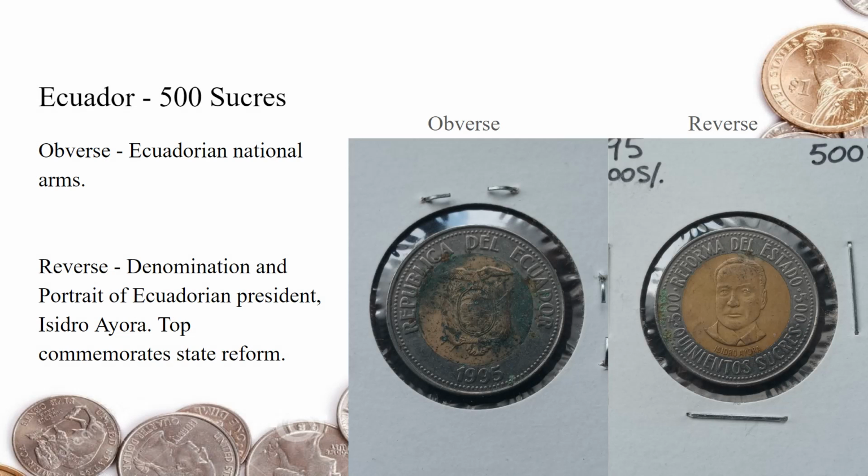Next, we have 500 sucres, also from Ecuador, and the obverse is the same. It's the Ecuadorian national arms, as well as the date, the República del Ecuador. On the reverse, you have the denomination, which is 500 sucres, as well as a portrait of Ecuadorian President Isidro Ayora, and the very top of it says Reforma del Estado, commemorating state reforms.